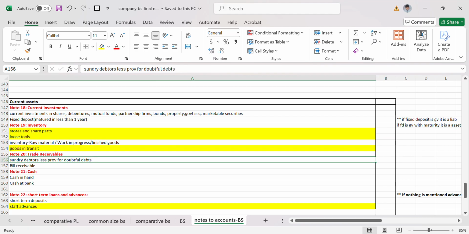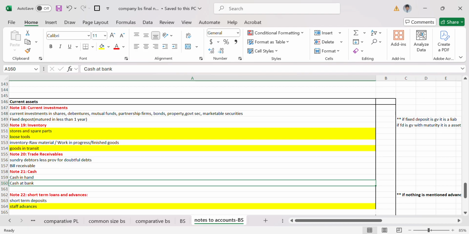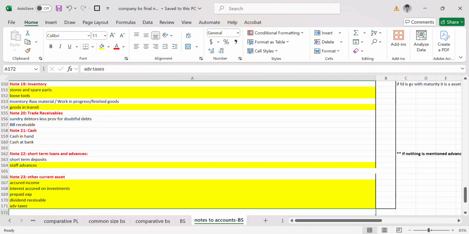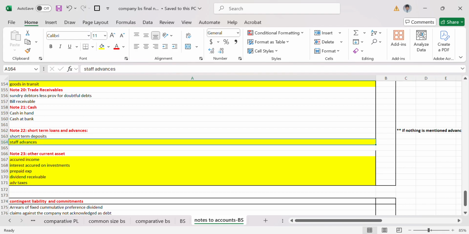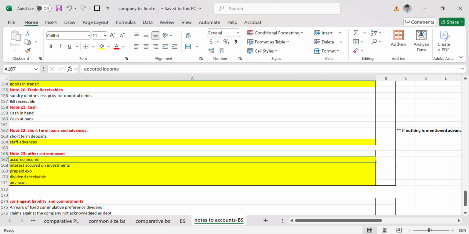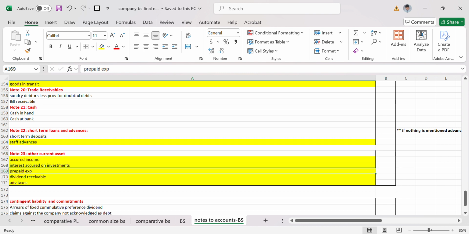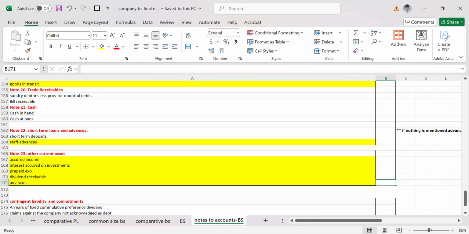Trade receivable consists of debtors. From that you minus the provision for doubtful debts and bill receivable. Cash consists of cash in hand and cash at bank. Short-term loans and advances comprises of short-term deposits made by the company or staff advances given by the company. Other current assets comprises of any accrued or prepaid income and expenses, any dividend that the company is expected to receive on the investments, and advanced taxes. So please do these subtotals and write it in the main balance sheet.